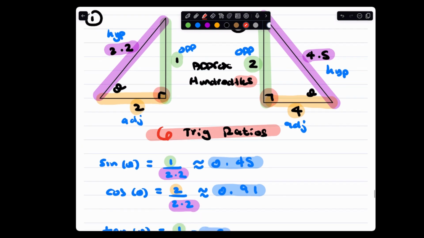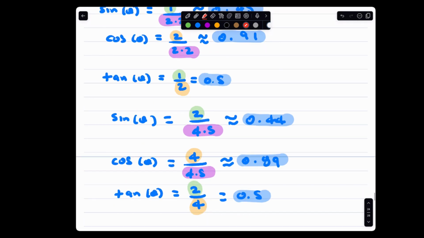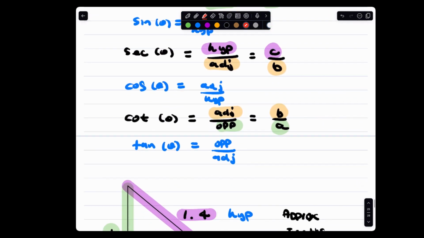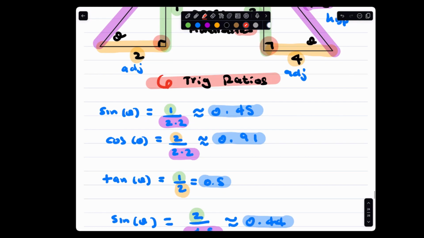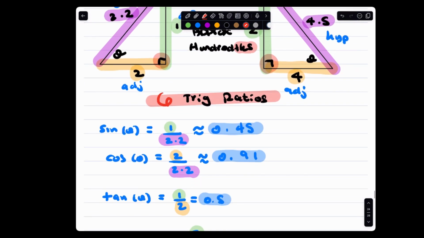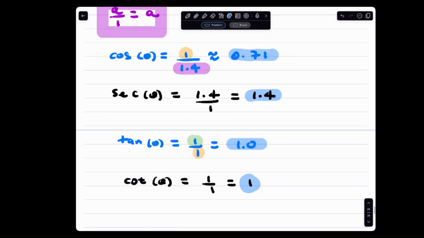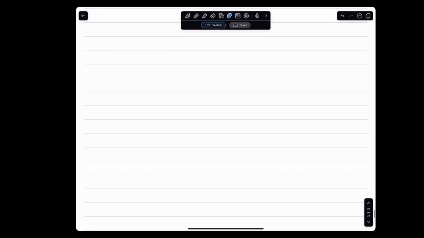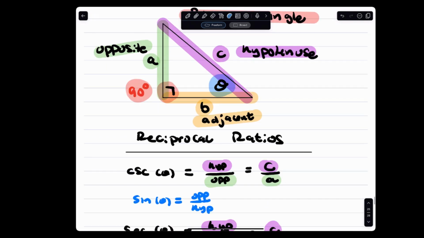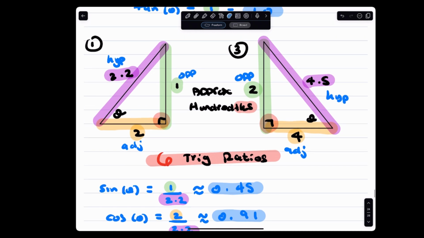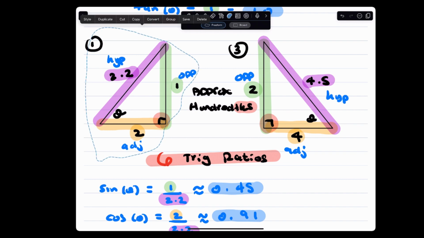Okay, ladies and gentlemen. Let's see if I can. I'm going to copy this one. Let's see if we can, all the way down here, do the reciprocals for that first triangle here, okay? So let's at least see how to do this one here.